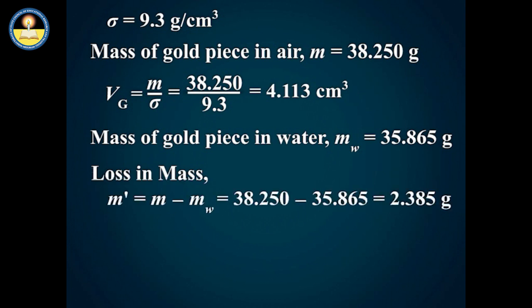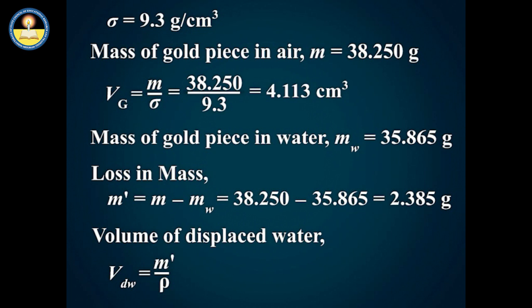Since mass of the gold piece in water is 35.865 gram, therefore, apparent loss in mass of the gold in water is 2.385 gram. The apparent loss in weight of the gold piece is equal to the weight of the displaced water. Hence, the volume of displaced water is equal to the ratio of its loss in mass and density of water, which is equal to 2.385 centimeter cube. Since the volume of gold is more than that of displaced water, it has no hollow portion, but it contains some impurities.